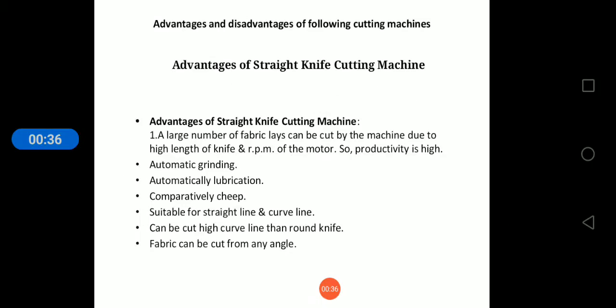Advantages of the straight knife cutting machine. A large number of fabric layers can be cut by the machine due to the high length of the knife and the RPM of the motor, so productivity is very high. It has automatic grinding, automatic lubrication, and is comparatively cheap. It is suitable for straight lines and curve lines, can cut higher curves than a round knife, and fabric can be cut from any angle.